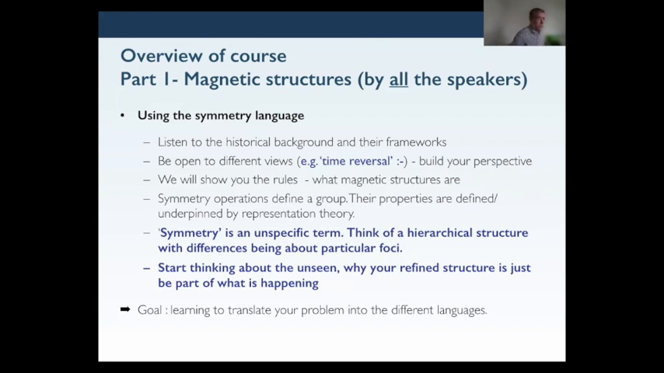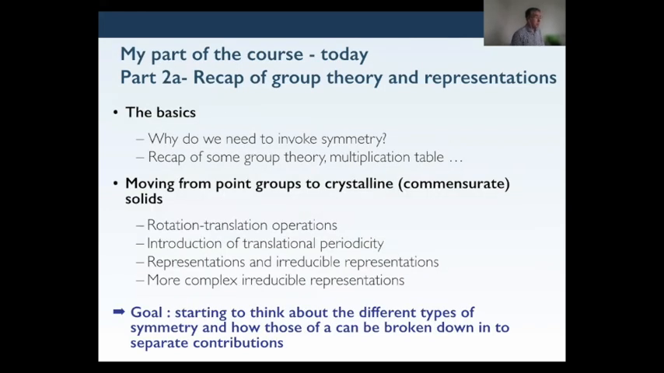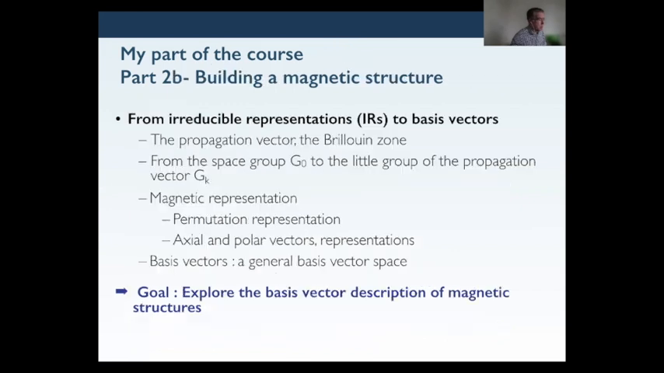When you have these structures, you can also start thinking about what's unseen, why your refinement is only part of what is happening. So I'd like you to start thinking about how to translate what you do and your problem into the different types of languages. In terms of basics, we need to go through why we invoke symmetry, multiplication tables, basic group theory. We need to go from point groups to space groups and crystalline solids that have translational periodicity. And this makes things a little bit more complicated, but we can still work through the same types of mechanisms.